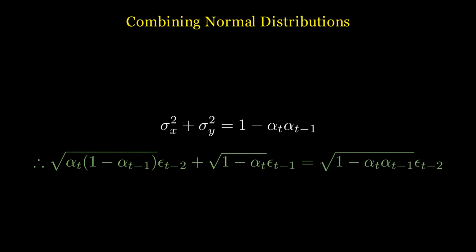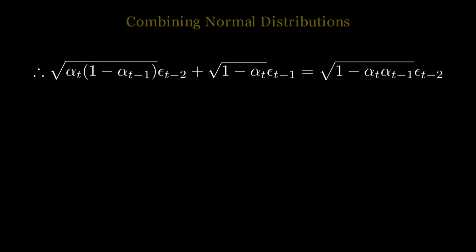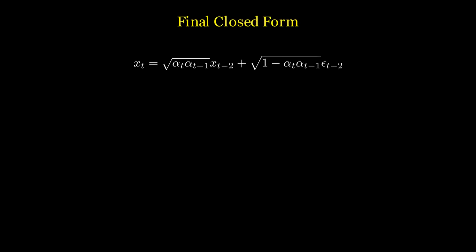So we can combine our 2 epsilon terms into a single term, root over 1 minus alpha t times alpha t minus 1. So we can see, now can we see the pattern? Our equation simplifies. Xt minus 1 equals root alpha t times alpha t minus 1 times alpha t minus 2 plus root 1 minus alpha t times alpha t minus 1 times alpha epsilon t minus 2. We can keep applying this recursively all the way back to x0. The product of alphas keep expanding until we reach alpha 1.